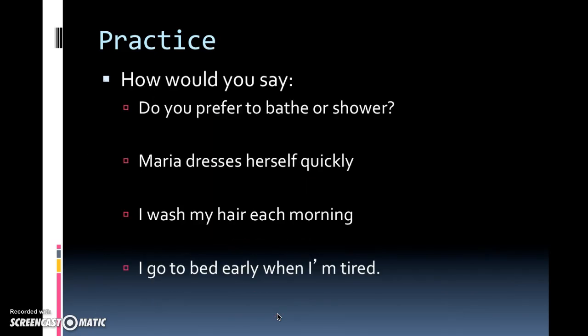How would you say, do you prefer to bathe or to shower? Do you know the verb for prefer?